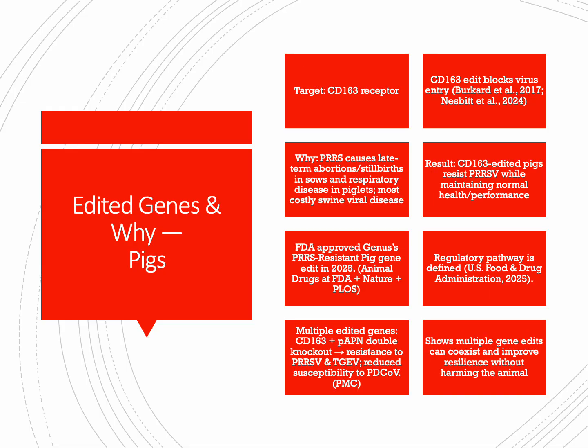The first edited gene case study I'm going to talk about is related to pigs, and the target of this edit is the CD163 receptor. This receptor edit blocks the virus from entering, and the virus is PRRS, which is a respiratory disease, and it causes late-term abortions and stillbirths in sows, which are the mother pigs, and it's a respiratory disease in piglets, and it's the most costly swine disease in pigs.